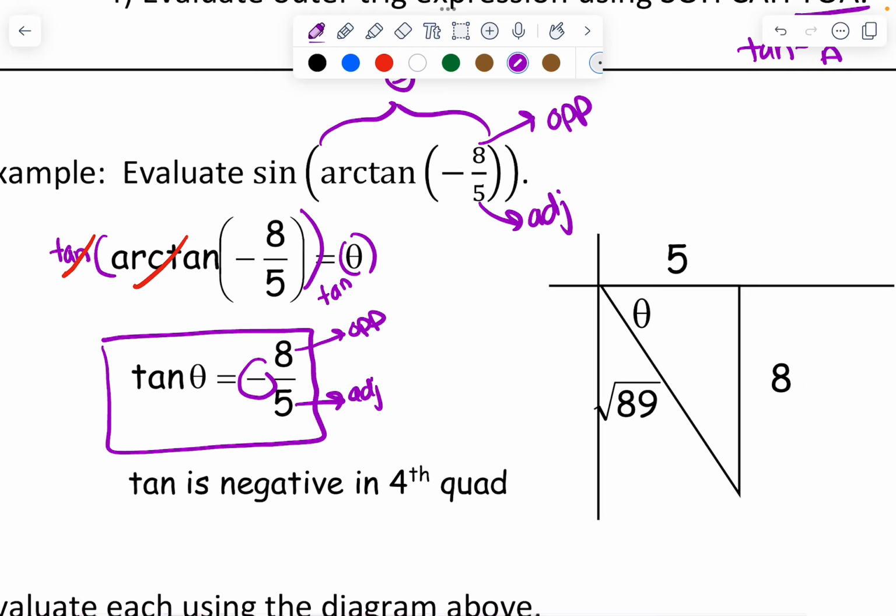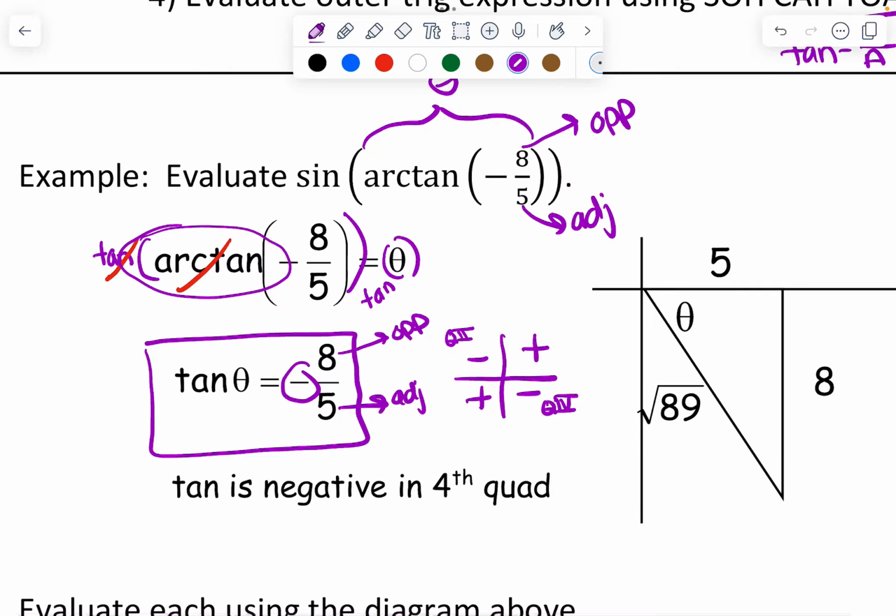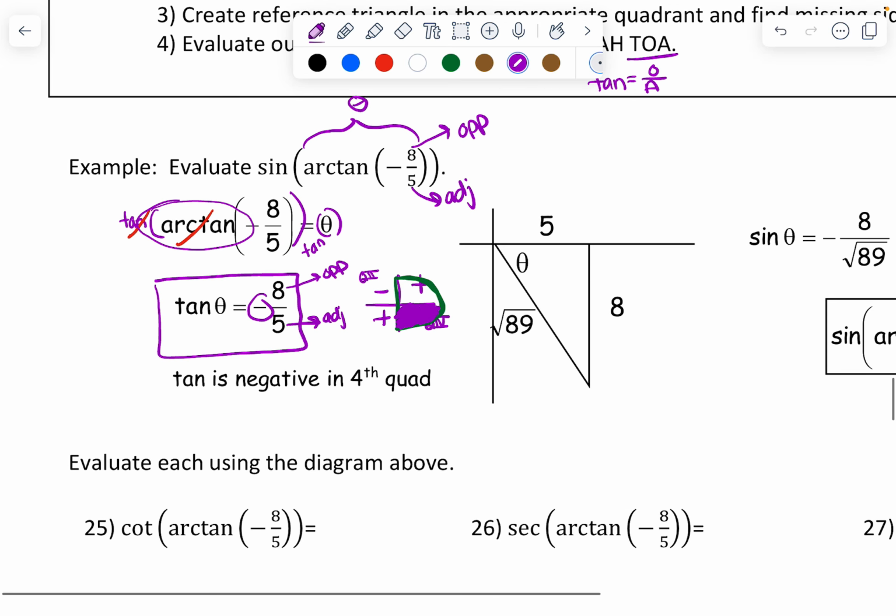Now, this is negative. Tangent is negative in 2 quadrants, okay? It's negative in quadrant 2, and it's negative in quadrant 4. But even though we're working with tangent right now, we have to think back, what is our inverse trig expression from the start? It is arctangent. And arctangent only exists in quadrants 1 and 4, okay? So that means because it's negative, we have to be in quadrant 4.